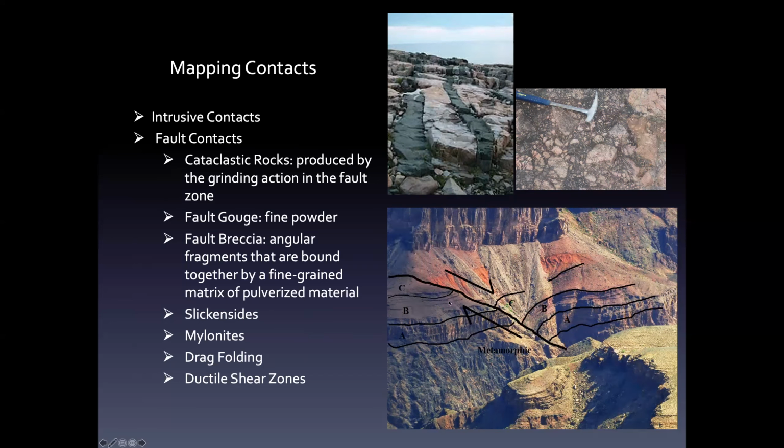And you can see that this block has gone up, which is shown by the arrow, relative to this block, which has dropped down. And you can see that there's a fold that comes into the fault. That's a drag fold. And it's the result of movement along the fault itself.